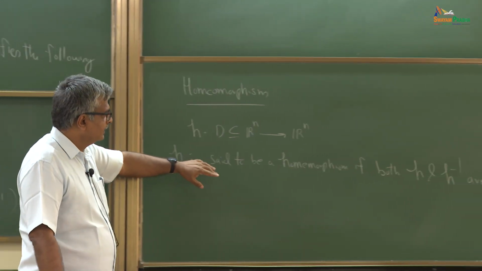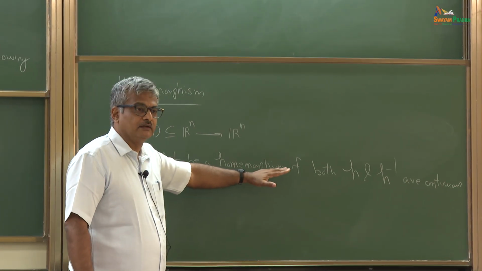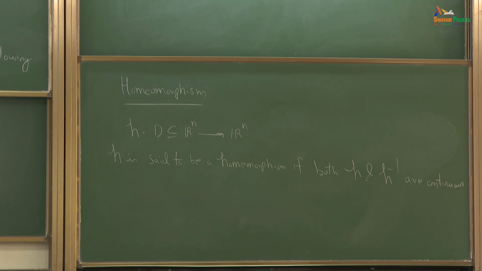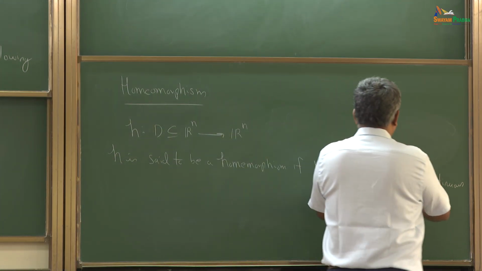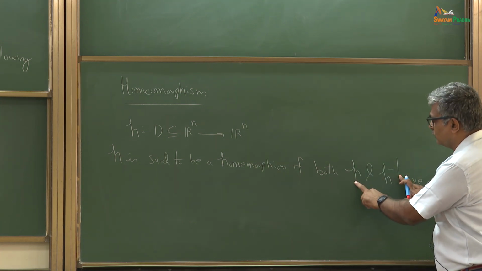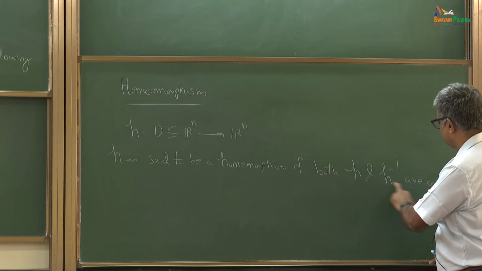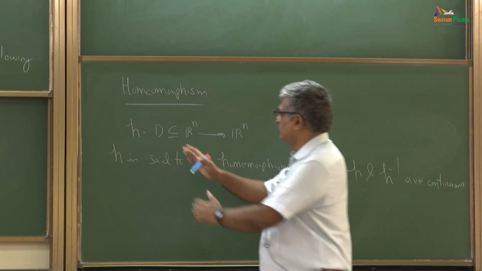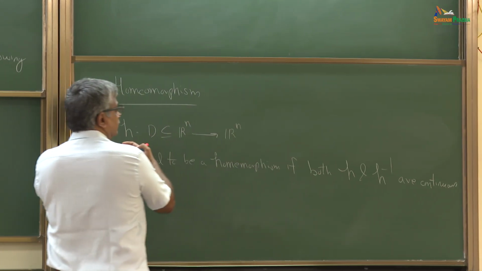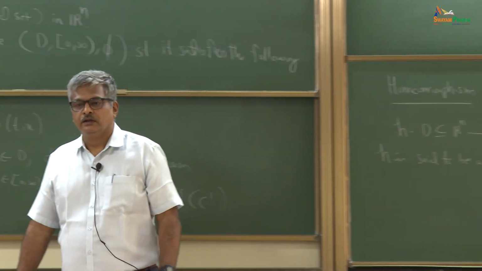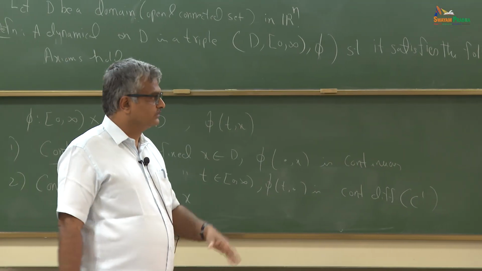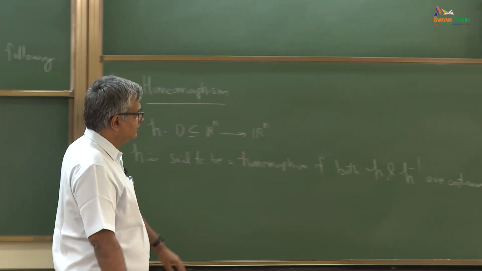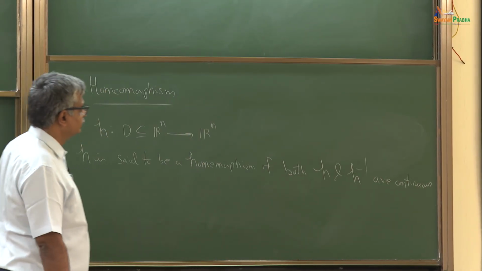Please don't confuse this: inverse here is not the reciprocal. If I have f of x, don't confuse this f inverse as 1 by x. It is the inverse image. So H is said to be a homeomorphism if both H and H inverse are continuous. That means this is continuous, and the other way is also continuous. So it's more than continuity, because you are requiring H inverse also to be continuous.